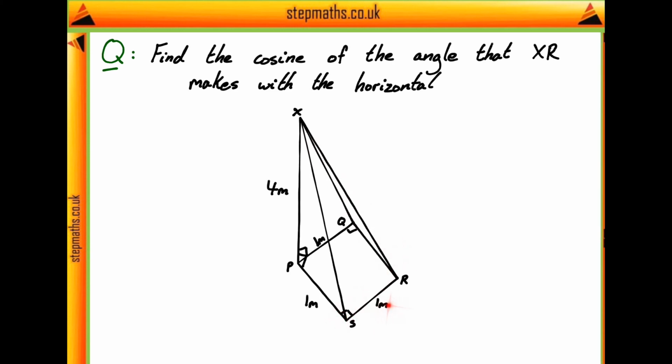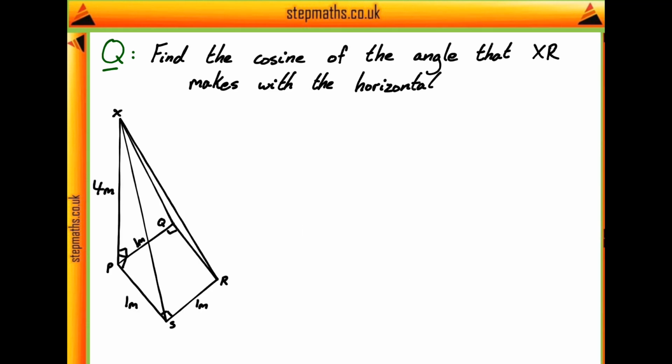So what the question asks us is to find the cosine of the angle that this distance XR makes with the horizontal. So this distance from X to the side of the triangle opposite to P. If you'd like to have a go at this question yourself, then please pause the video now. Otherwise, let's have a go at it together.